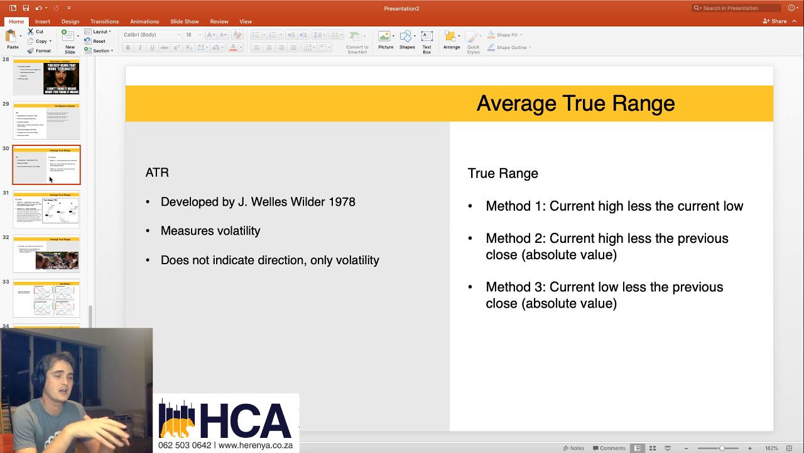So basically this works out an average over a look back period, or over a period of days, what the average range for a stock is. So this is a nice indicator of volatility, right? There are three ways of working it out: the current high less the current low, easy peasy. The current high less the previous close, or the current low less the previous close. So what you're trying to do is obviously get a positive number. You can't get negative numbers because it's not going to help. So you have to have absolute values to be able to work this stuff out.